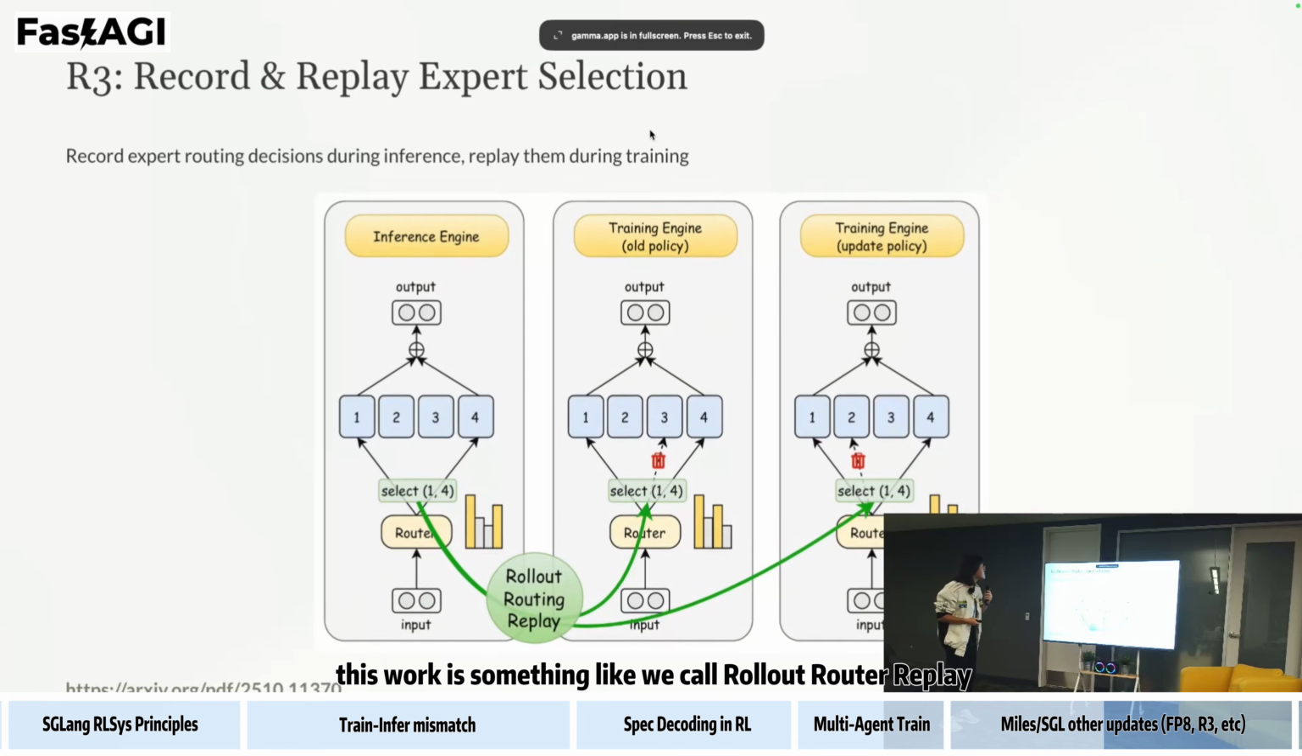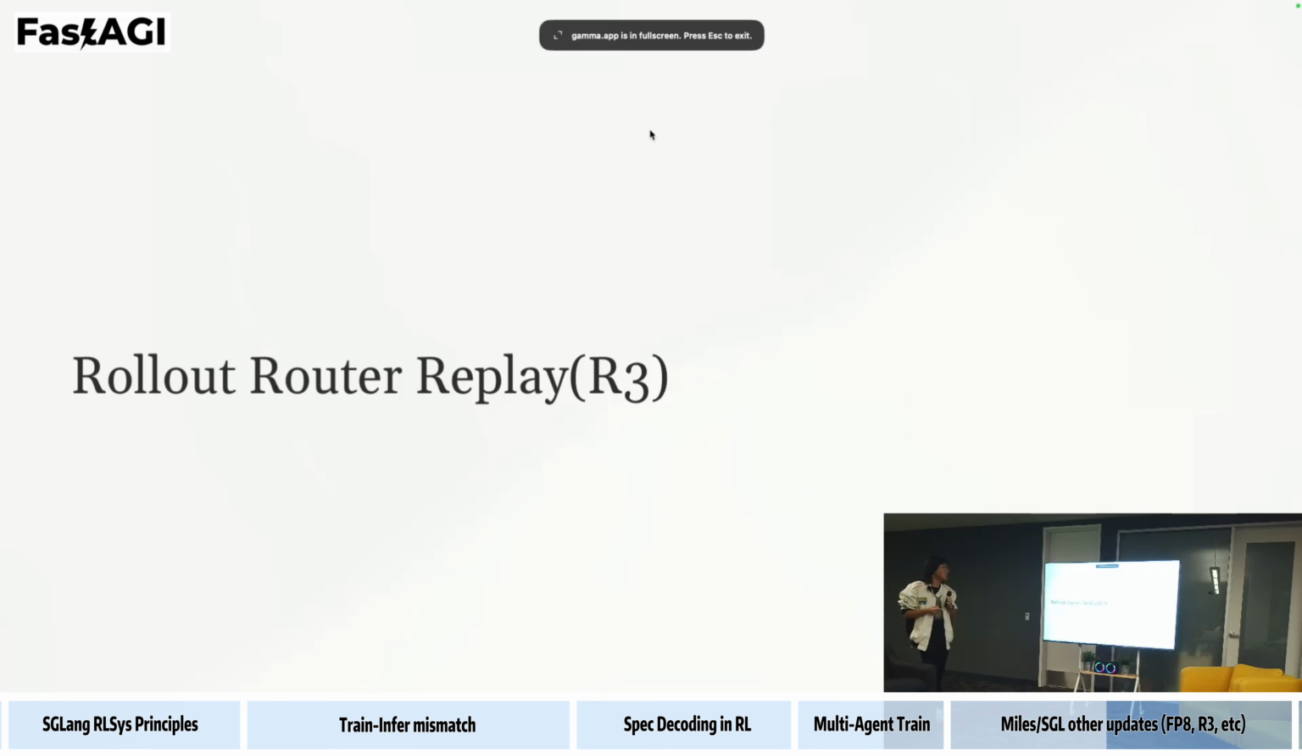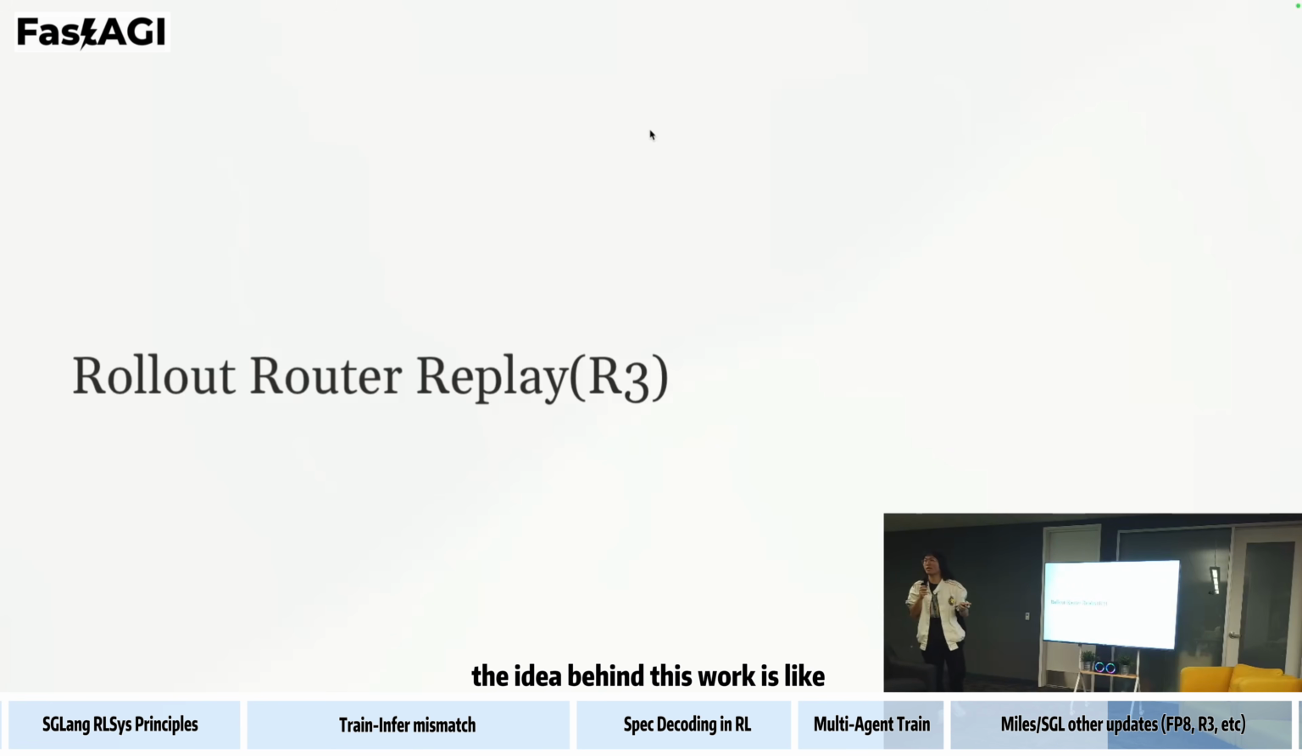Yeah, this work is something we call routing replay. The idea behind this work is that in Miles we care about large-scale MOE model training, and for MOE models there's a routing system: when every token goes into a layer, a router tries to send the token to the correct experts it may go to.